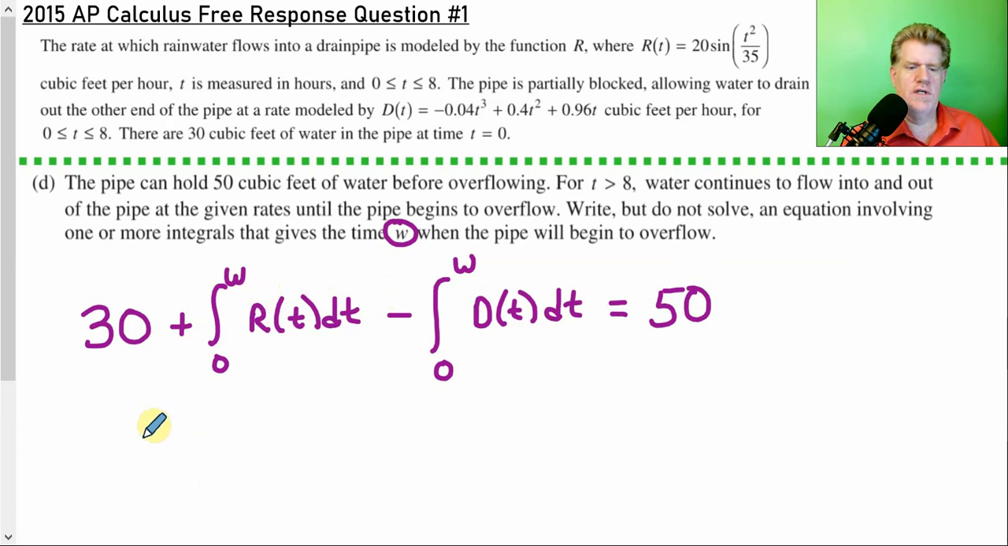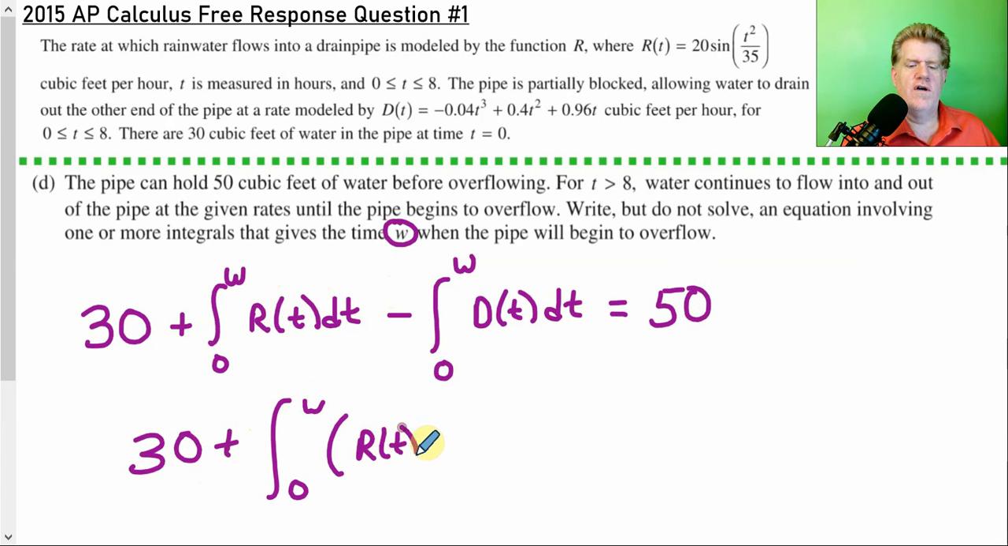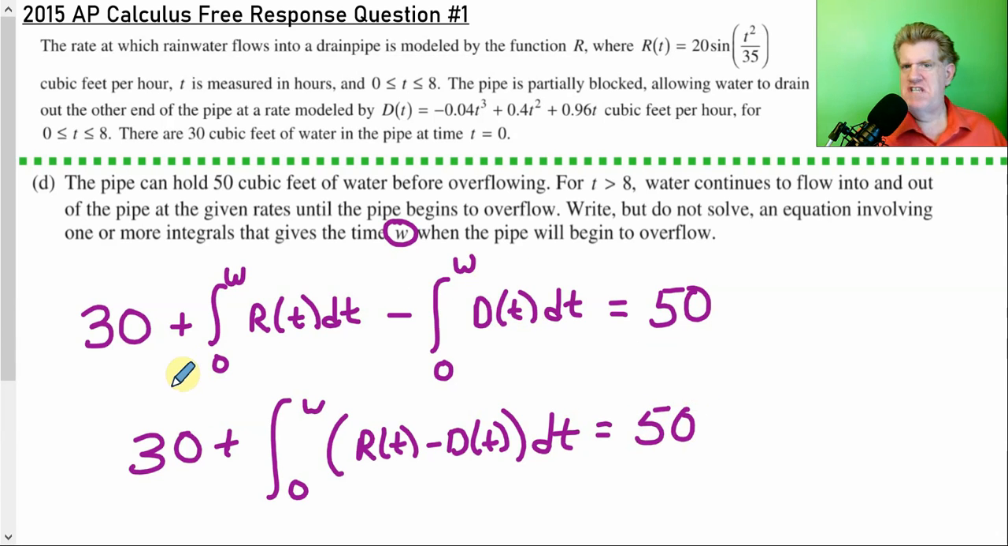So that is an equation, if we solve it for w, that will tell us when the pipe would begin to overflow. Now, if you want, you could certainly combine these two and just say R of t minus D of t, and that's the same thing. But I always look for efficiency and speed when I do my answers, so this answer says it all.